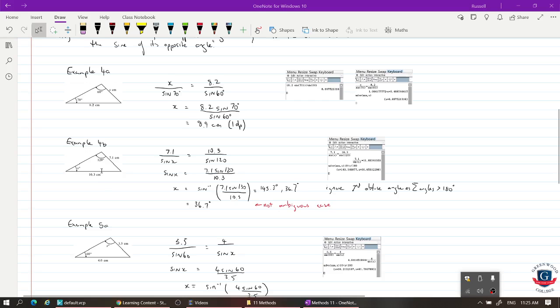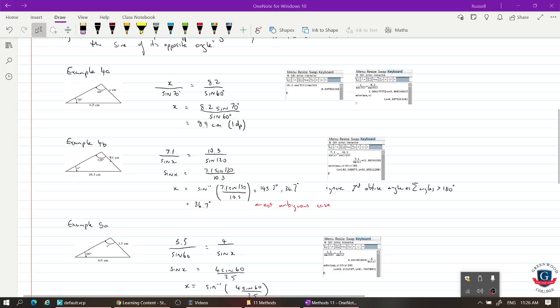Second case. Here we are not looking for a side but looking for an angle, and we've got to be careful with this because we know that sine has the ambiguous case, not just the acute angle but also the obtuse angles possible. We set it up the same. We've got a side and an opposite angle, a side and an opposite angle, indicating it's the sine rule to use to solve for x.